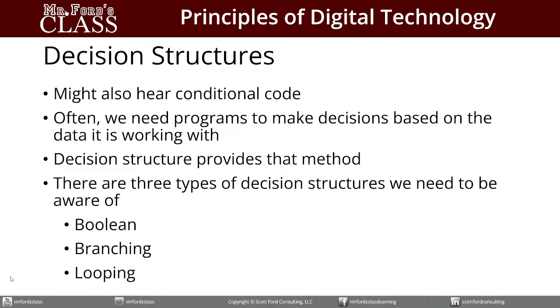Who knows? So decision structures, you might also hear conditional code. Often we need programs to make decisions based off of the information it's working with. And there are 3 types of decision structures that we need to be aware of for the ITF, and that would be Boolean, branching, and looping.